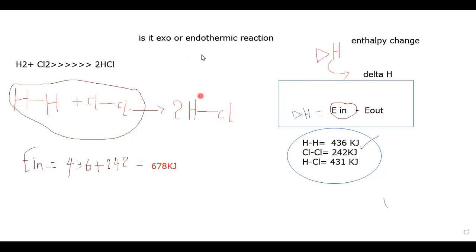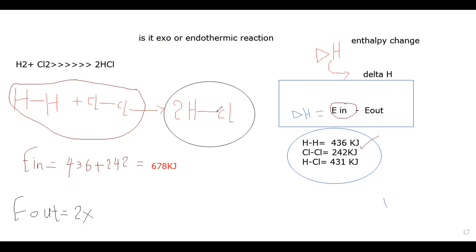Now what do I have to do? Energy out. What is energy out? It is the energy of the product. Only 2 HCl. This is the product. Do you have any product else? No. It's only 2 HCl. So here I have to write energy out. Let's go to the product. Don't forget, you have 2 here. So you must write 2, then multiply.